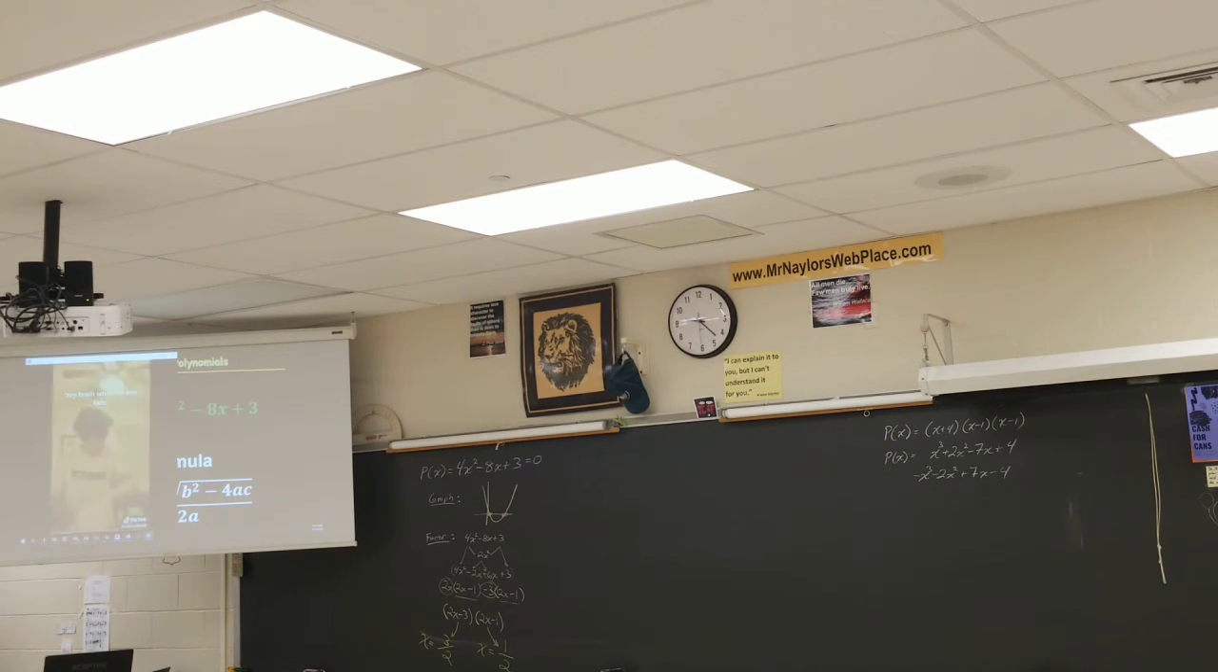X is equal to negative B plus or minus the square root of B squared minus 4AC all over 2a.